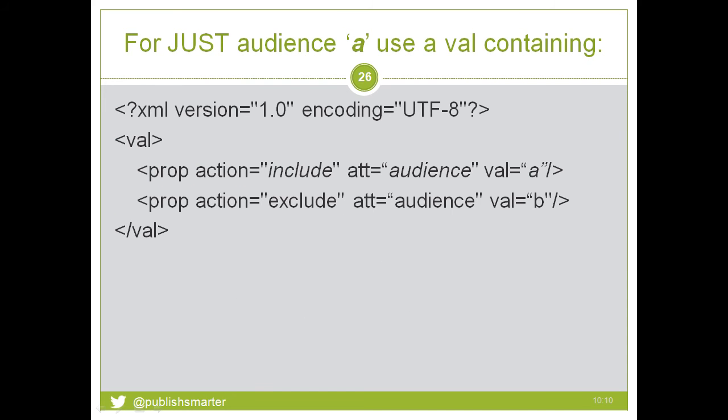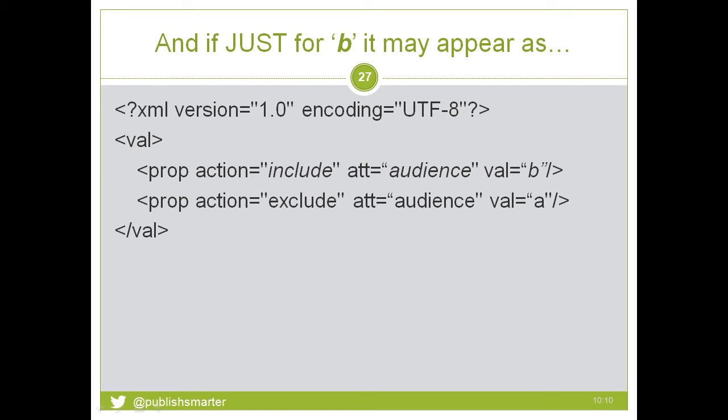If I want just audience A, the val file would contain the literal information that you see in front of you. I've indented the prop action so that it's a little easier to have that stand out. But there's a line that says this is XML, then there's the val beginning and the val closing with the slash, and there's two sets of properties that are going to kick into play. One of them is an action to include anything that has an attribute of audience with a value of A. The second is to exclude anything where the audience is B. And if I wanted one that was just B, it may appear as seen here with a prop action to include audience B and exclude audience A.